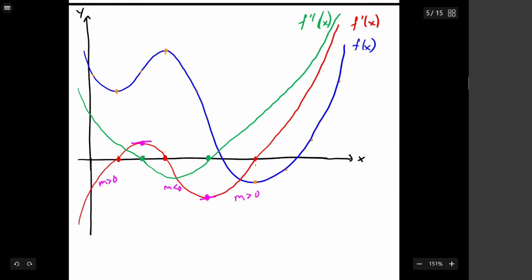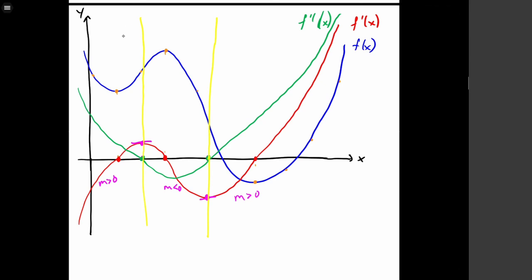So let's look at something here. Where the green graph, the second derivative, crosses the x-axis, I'm going to draw some lines. Let's see, the green graph's right here. Now, I want you to look at the general shape of the blue graph in each of these three segments.